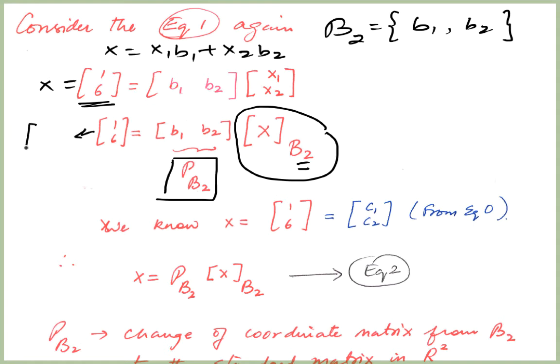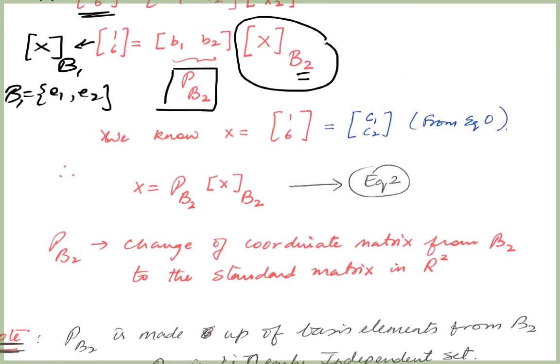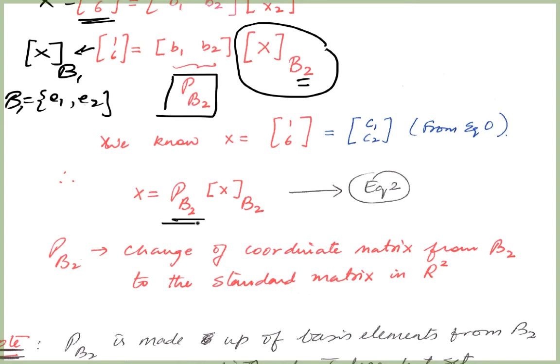This is the coordinate vector of x relative to the basis B1. What was my B1? It was the standard basis. So this matrix changes a vector x from one basis set to another basis set. And that's what we give the name, and this is the notation, guys, okay? So PB2 is the change of coordinate matrix from one basis set to the standard matrix in R2. Okay, the standard matrix is the matrix which is formed from the standard basis. That's what it simply means.